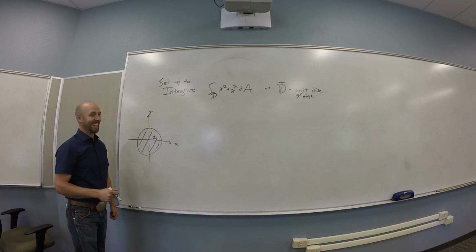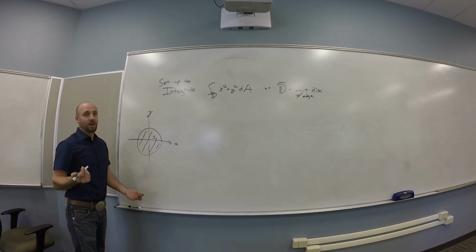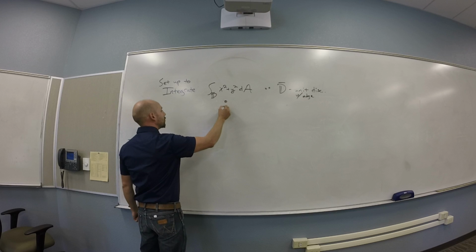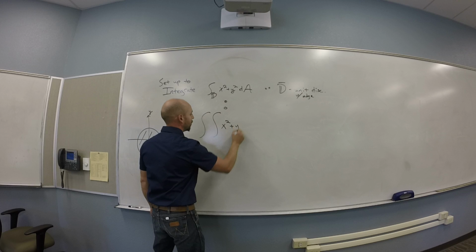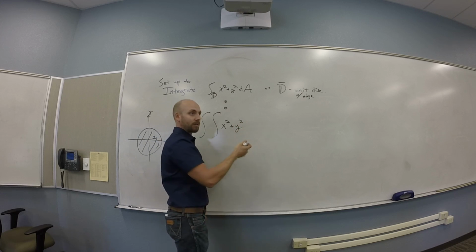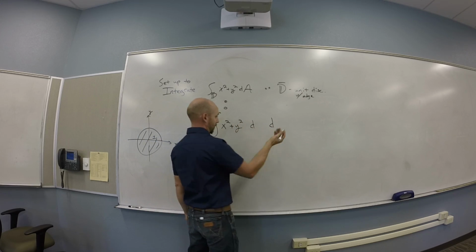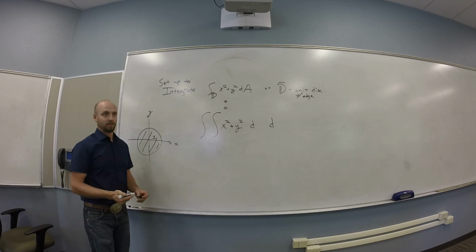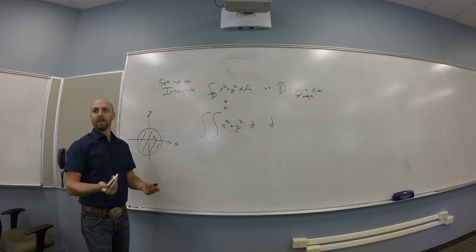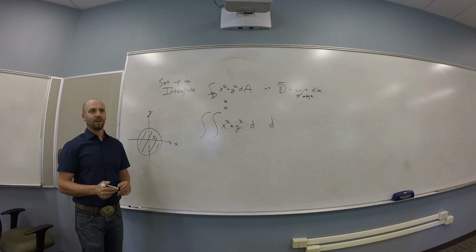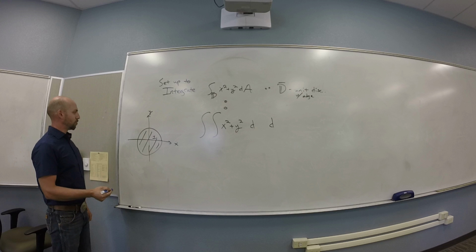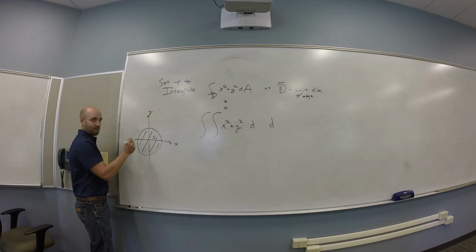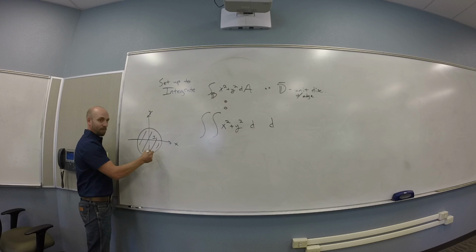Okay. How do I set up this integral? You need to pick a variable to integrate first, right? So I'm thinking to myself, okay, it's going to be a double integral. There's going to be an x squared plus y squared, the function I'm integrating. And then there's going to be a dx and a dy. Do you see that? It doesn't really matter. I'm going to look at this thing for a second and think, which way makes more sense to me? Do I integrate this way or that way first?